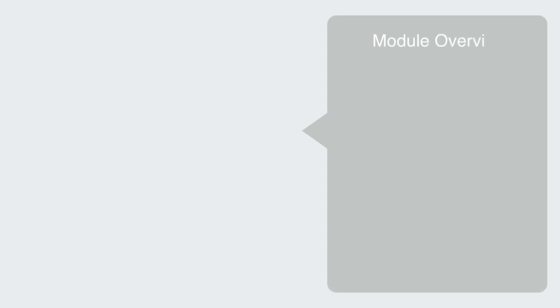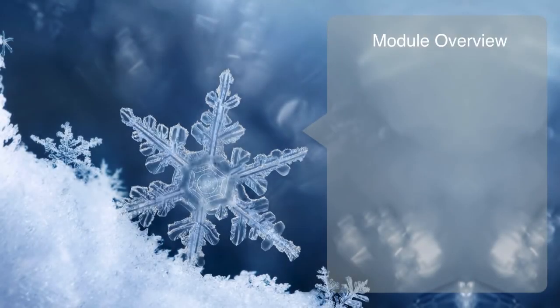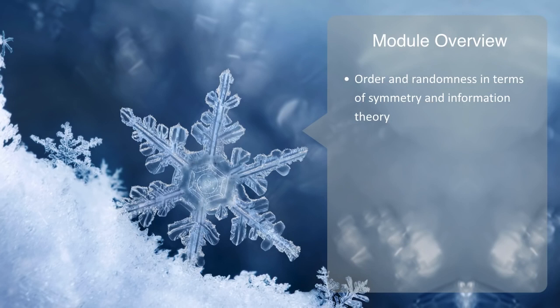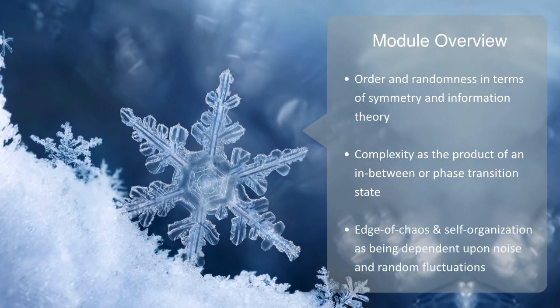In this module, we will be talking about the theory of far from equilibrium self-organization. We will firstly discuss the concepts of order and randomness in terms of symmetry and information theory. We will then talk about complexity as the product of an in-between or phase transition state. And finally, we'll discuss the term edge of chaos and talk about how self-organization is thought to be dependent upon noise and random fluctuations in order to stay generating variety.